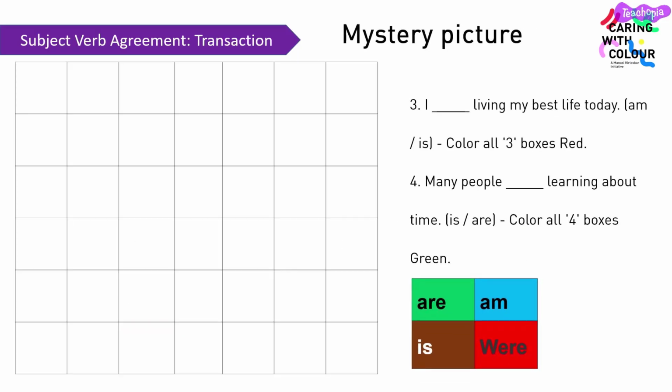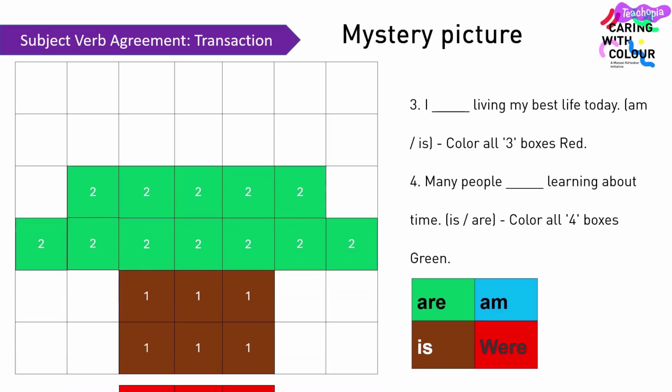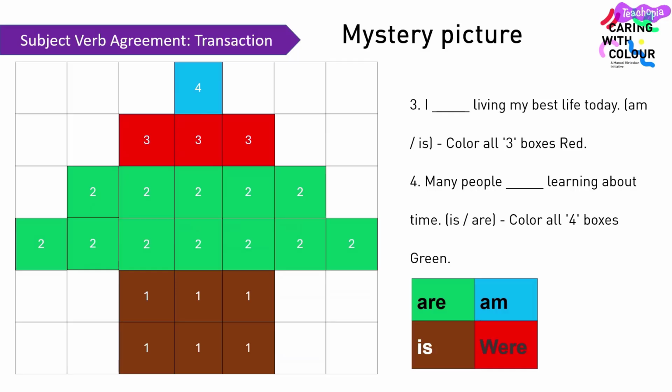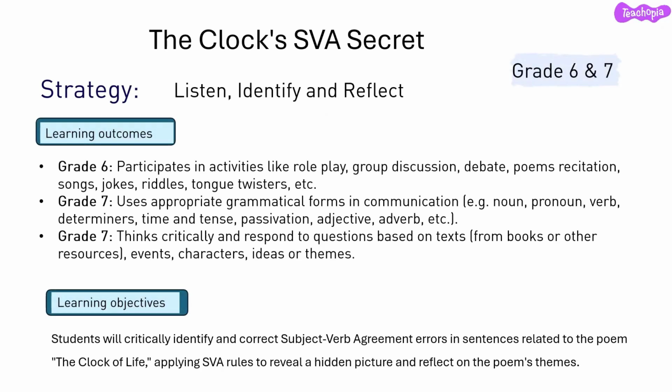Simultaneously, we have another 2 sentences. And once the learner finishes, the grid will look like this, a colorful grid. And now for grade 6 and 7 is the same activity. And the strategy is listen, identify, and reflect.